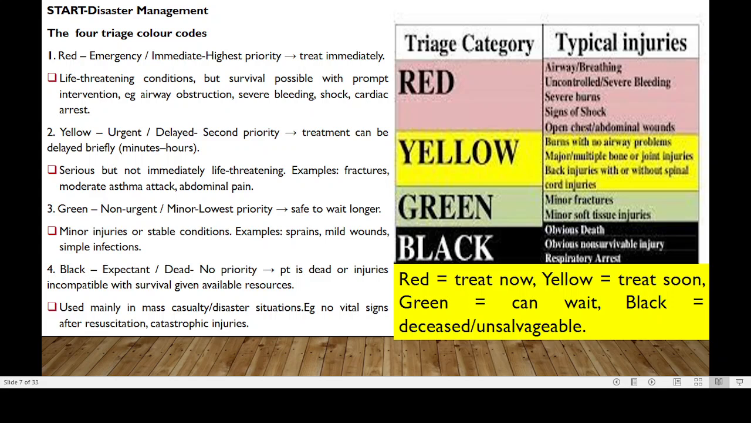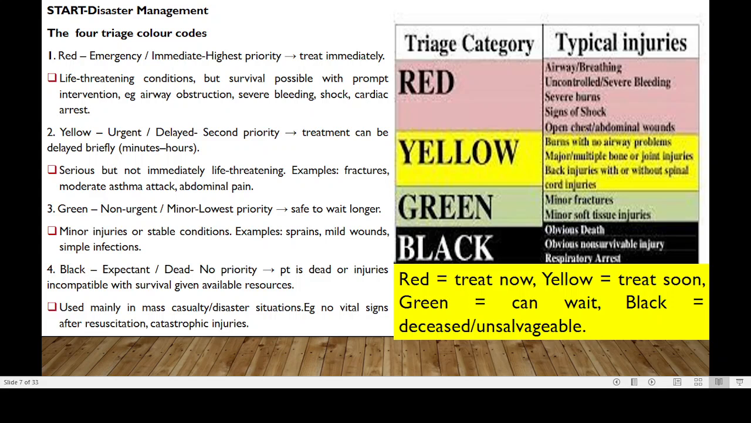The third level is the green. This is non-urgent. It's minor, it's the lowest priority. Of course, they have to wait longer. They can wait for treatment and they'll be attended to once you are done with the red coded and the yellow coded. Patients here have minor injuries or stable conditions. This could include sprains, mild wounds, simple infections, minor fractures, and also other minor soft tissue injuries.